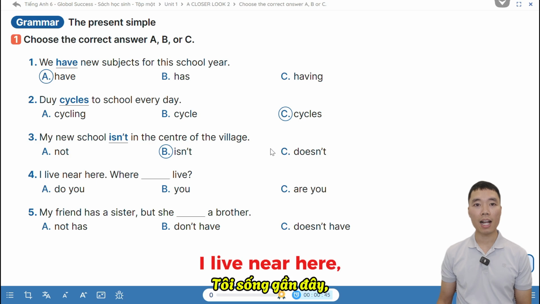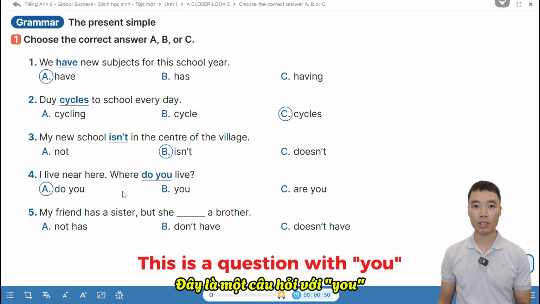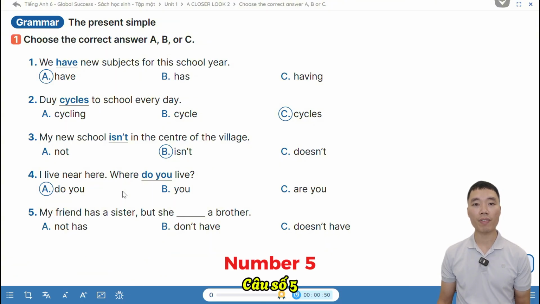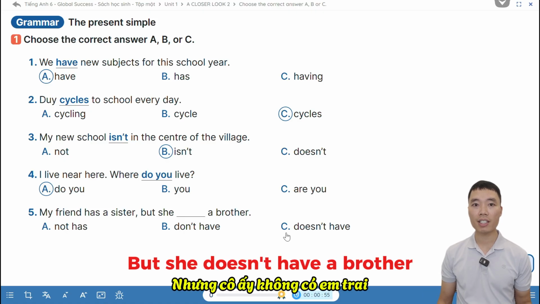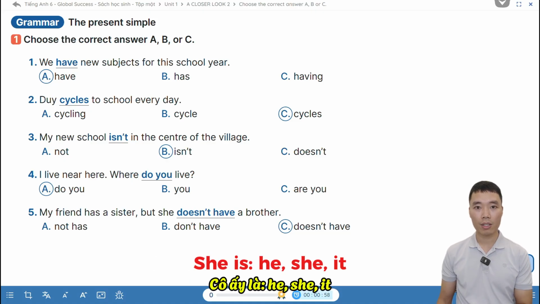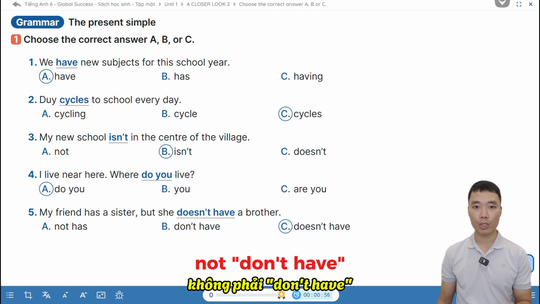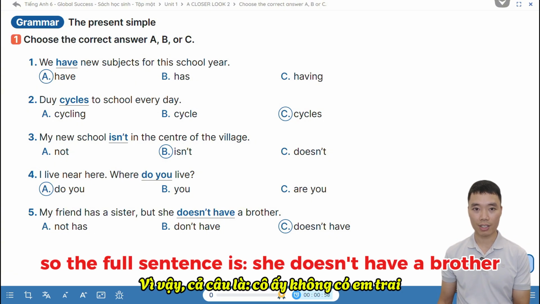Number 4. I live near here. Where do you live? This is a question. With you, we use do. So we say, where do you live? Number 5. My friend has a sister, but she doesn't have a brother. She is he, she, it, so for the negative, we say doesn't have, not don't have, and not has. So the full sentence is, she doesn't have a brother.